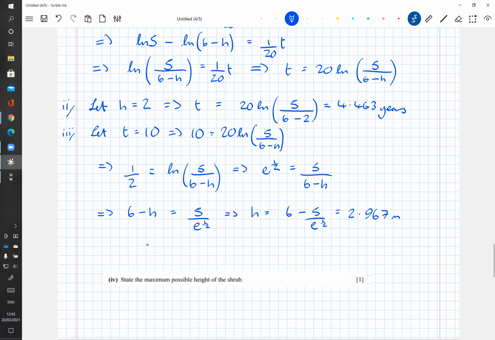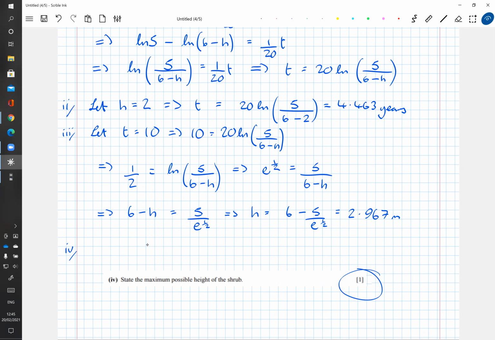And then part 4, which you can see here, just one mark: state the maximum possible height of the shrub. So as the shrub grows and grows, it's going to get up to 6 meters, which is going to break the equation. So actually, 6 meters is the asymptote of this.